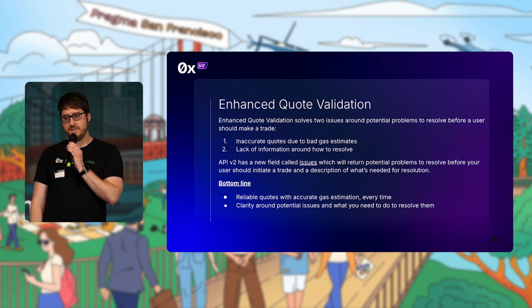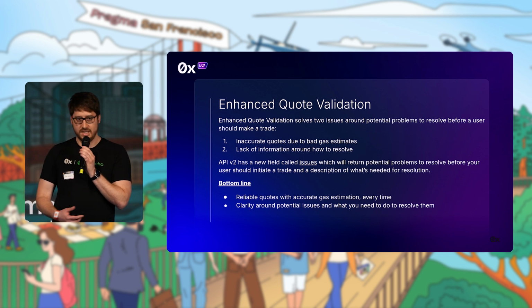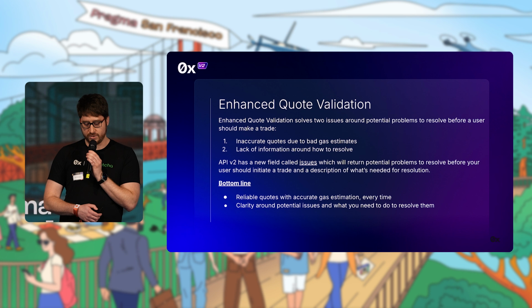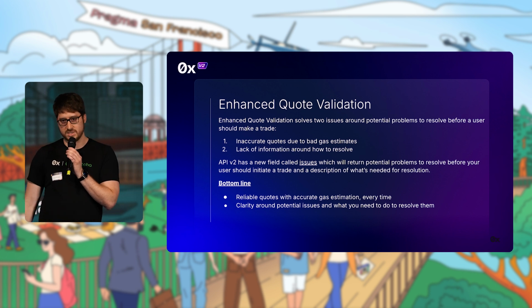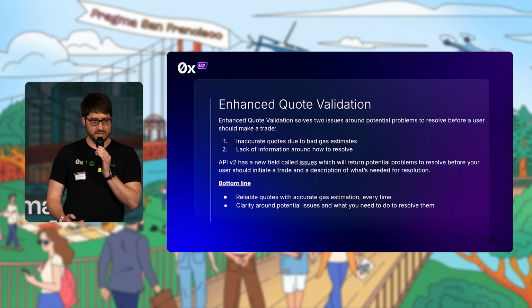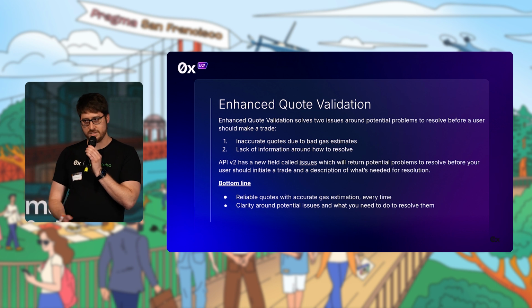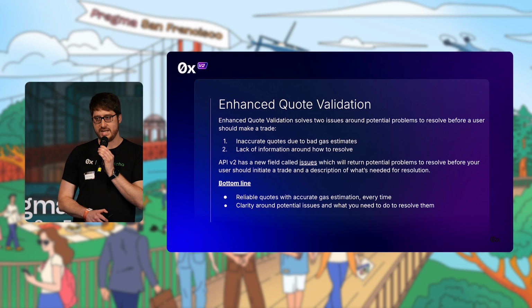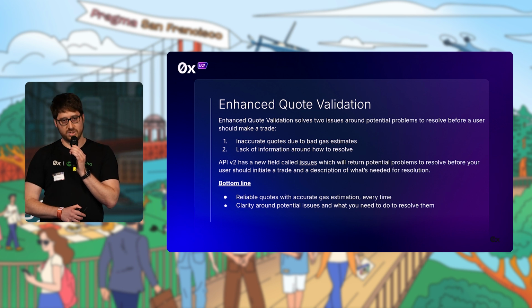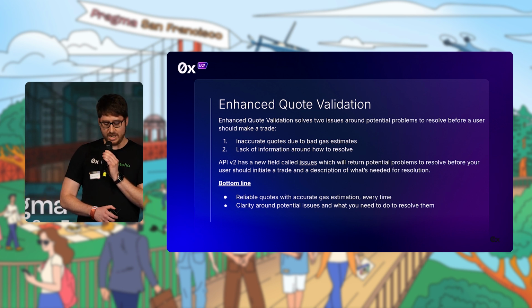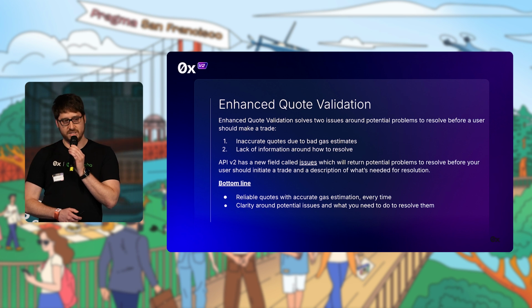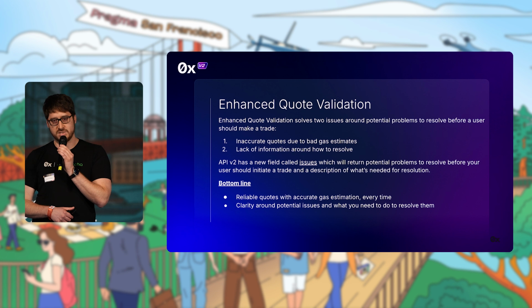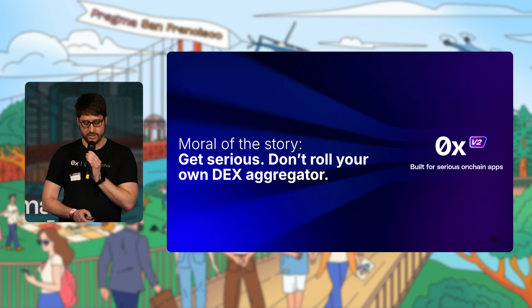And we also have enhanced quote validation. This builds trust in the quotes so that you can know that they are accurate. We validate the gas costs very precisely. Fun fact, we discovered that some of our users were literally using our API only for the gas estimates. Turns out that is one of the harder problems when going multi-chain as well. And we also have a new field in the API called issues, so it'll tell you exactly what went wrong and what steps you need to take to rectify that for your users.